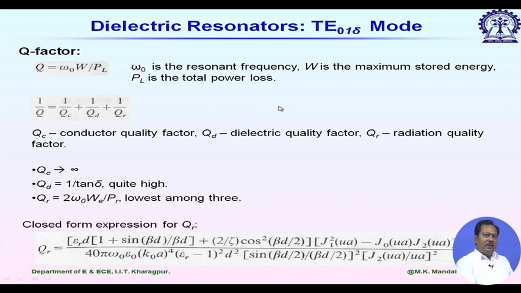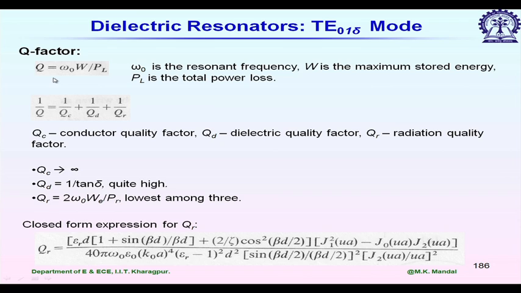Now, the quality factor is one of the important parameters we frequently use to represent loss. Q in general is equal to omega naught into W by PL, where omega naught represents the resonant frequency, W is the maximum stored energy inside the resonator, and PL is the total power loss. So, if loss is minimum, the quality factor will be much higher.